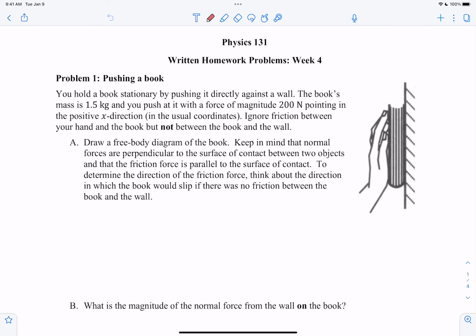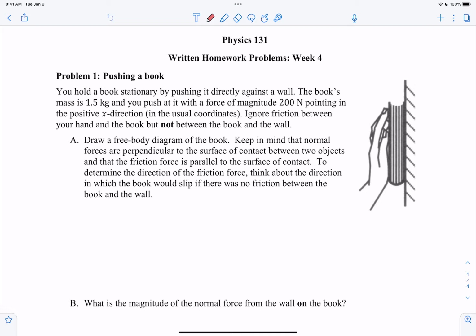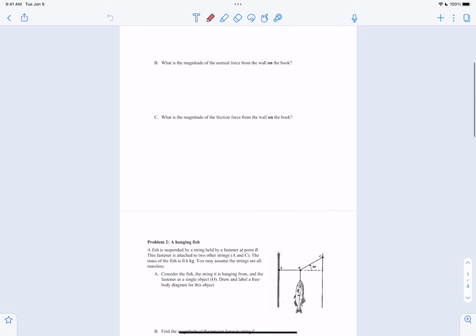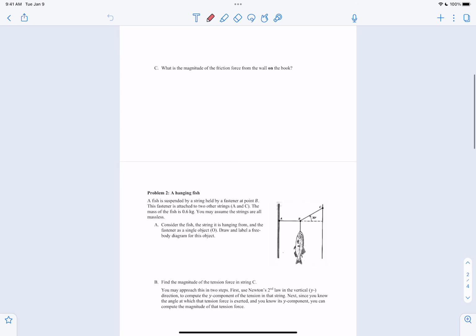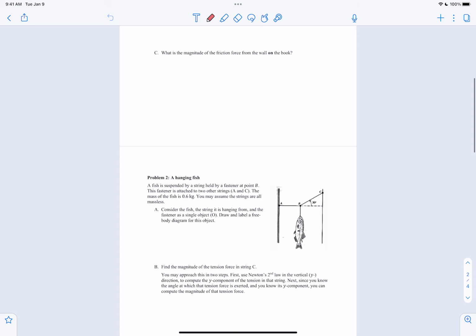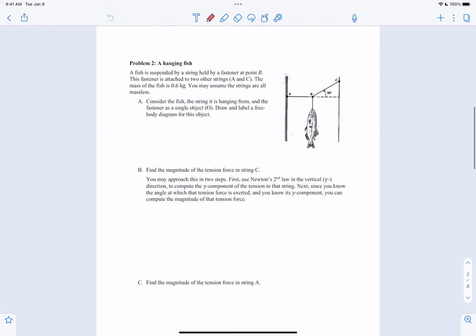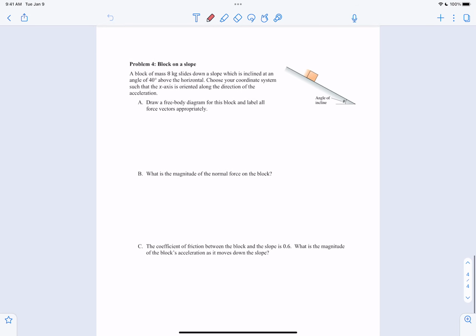This is the written homework for week 4. This is our review session for tonight. We're going to be going over 4 problems. A lot of these are going to involve friction, and it's a review of, not last week, but the week before, of Newton's laws, how to set up F-net equations and how to determine forces from them once you set them up. So hopefully it goes pretty quick.